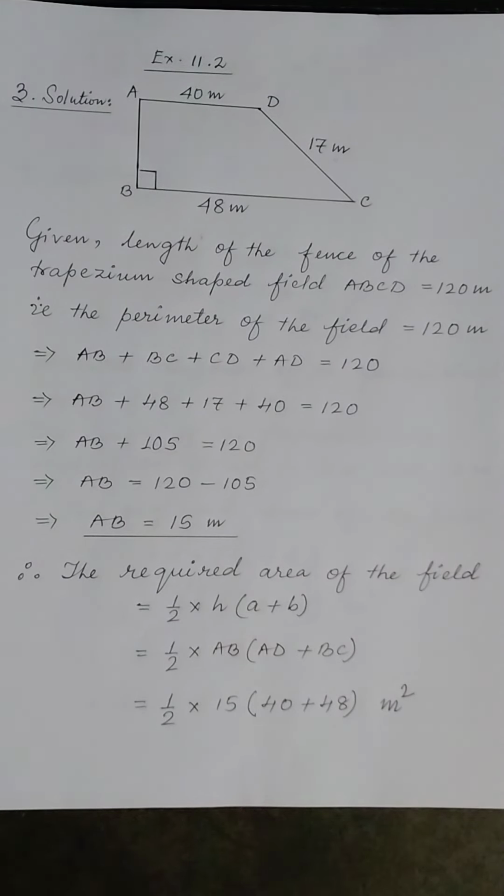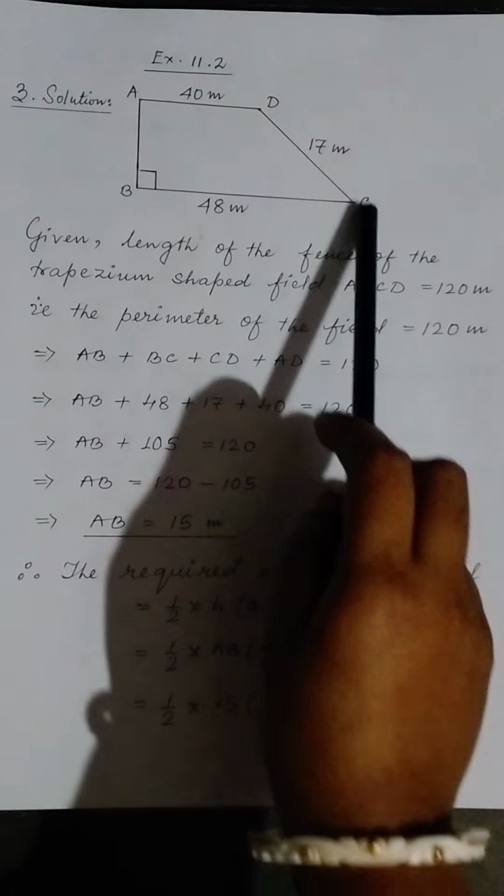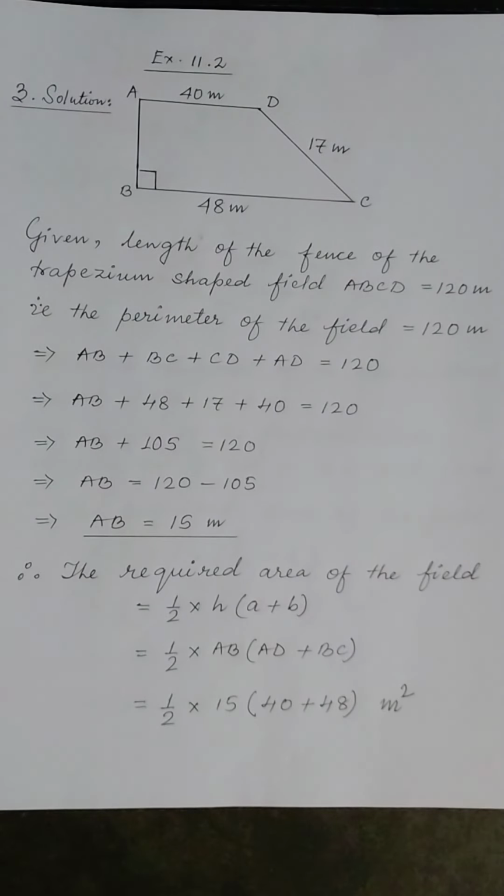The length of the fence of a trapezium shaped field ABCD is 120 meter. Okay. If BC equal to 48 meter, CD equal to 17 meter and AD equal to 40 meter, find the area of the field. Side AB is perpendicular to the parallel sides AD and BC. Okay. See, this is the trapezium shaped field. Okay. This is the field.